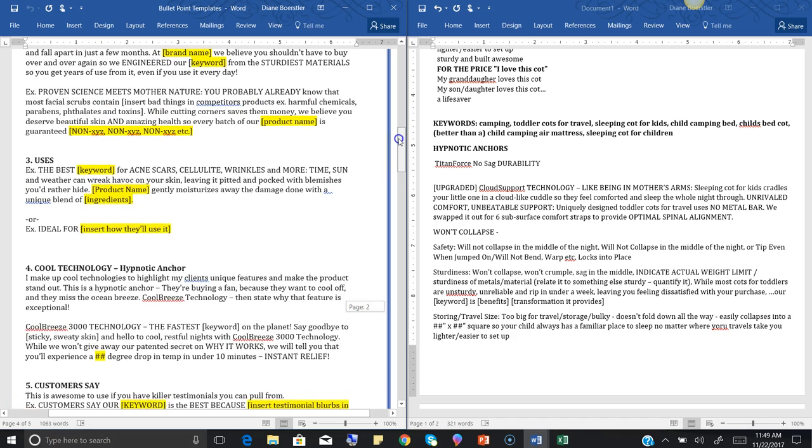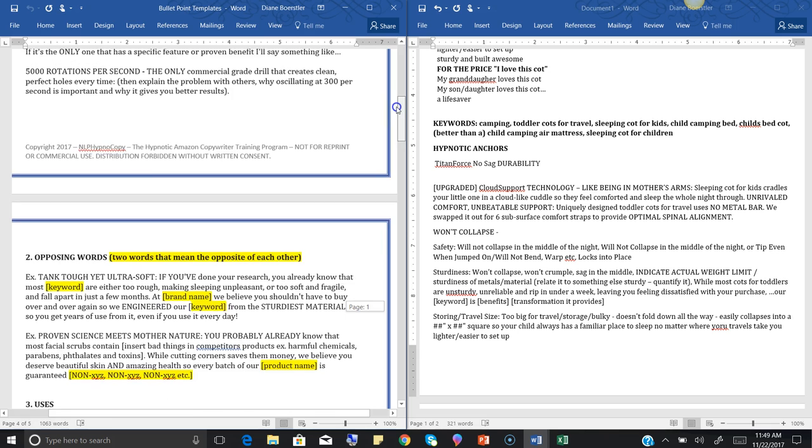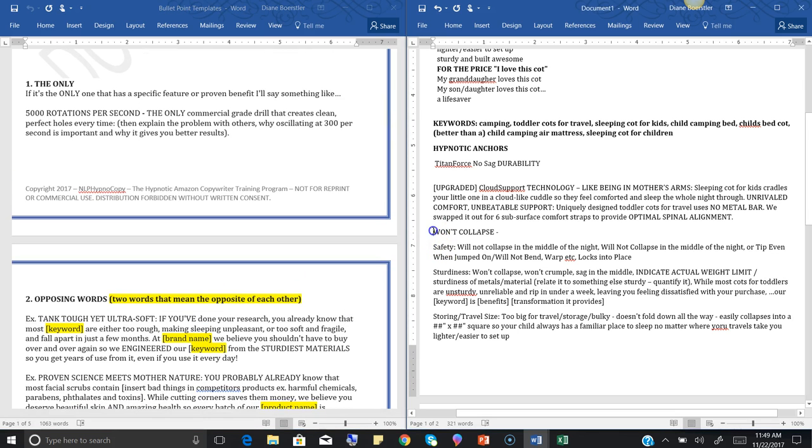So we could do "don't." Let's see here. Uses. So we're going to go with the opposing words. Foldable. Child's bed cot won't collapse.